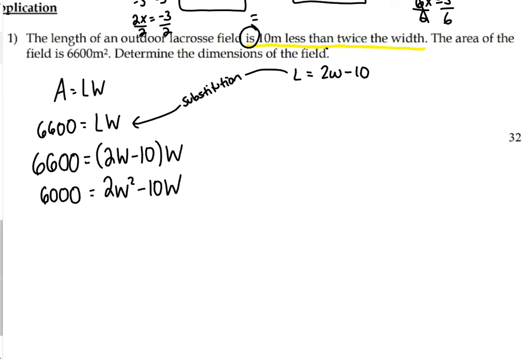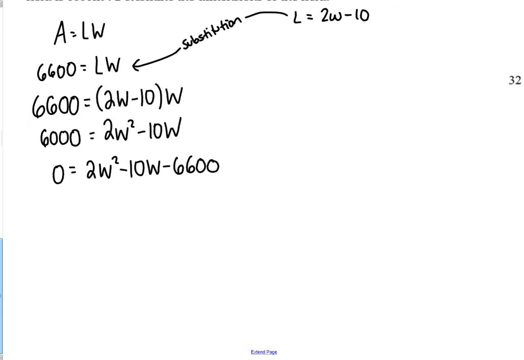Minus 6,600. One side has to equal 0. Let's bring that over. Next step. Okay, we want to factor. Now be careful of these two. When you're factoring, always check for what first? GCF, which in this case is 2. So we can divide each term by 2.